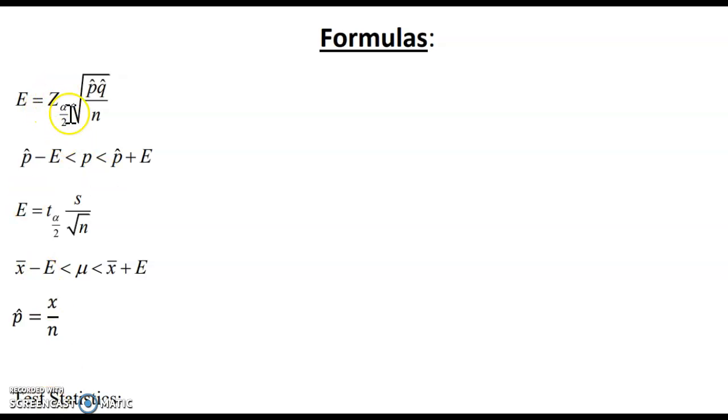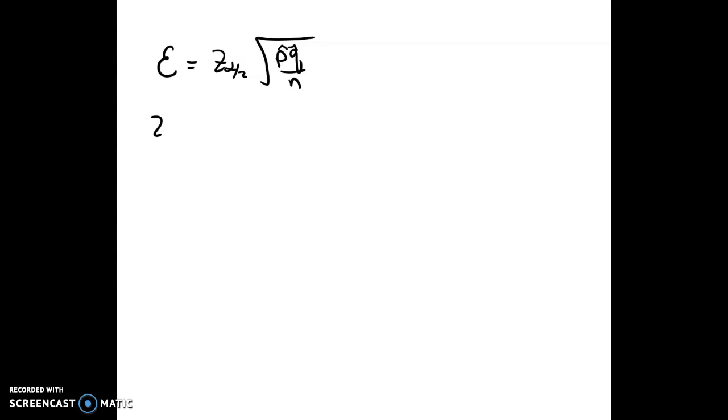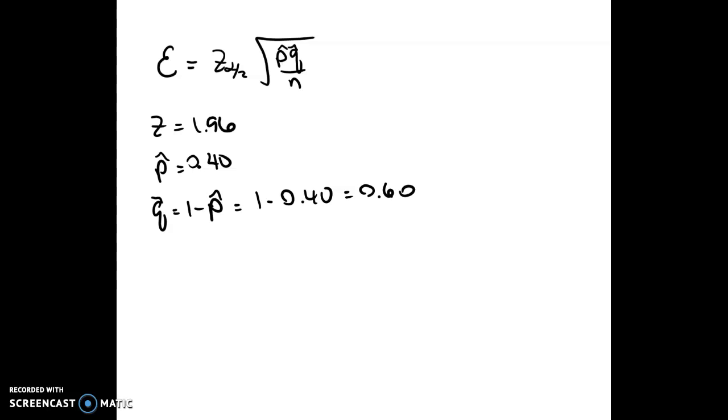Now, to get our z-score, we need to use the fact that they want us to use a 95% confidence level and get our z-score from that. Okay, so with a 95% confidence level, our z-score is going to be 1.96. P hat is 40%, so we're going to make that a decimal, 0.40. Q hat is 1 minus p hat, so 1 minus 0.40, which is 0.60.